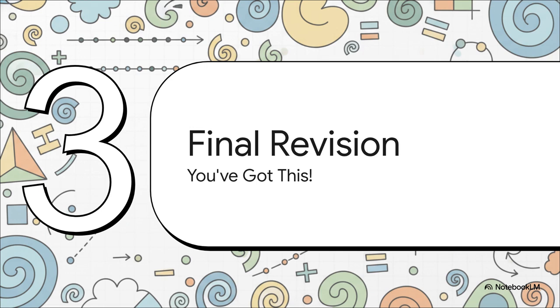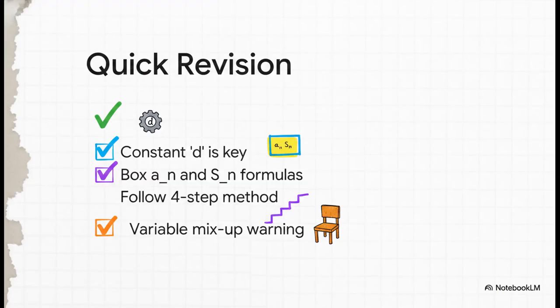Finally, Section 6, Final Revision and Motivation. All right, here is your quick revision checklist to lock in before you walk into that exam hall. Remember your constant engine D, keep your A_n and S_n formulas boxed and bold in your memory. Always stick to the 4-step solving method to secure those partial marks, and finally, double-check your variables so you never mix up the seat number with the person sitting in it.